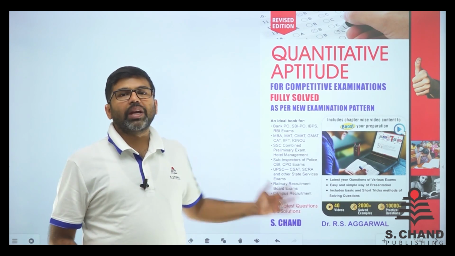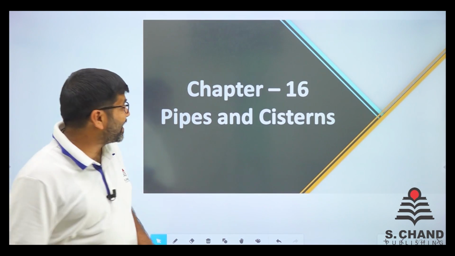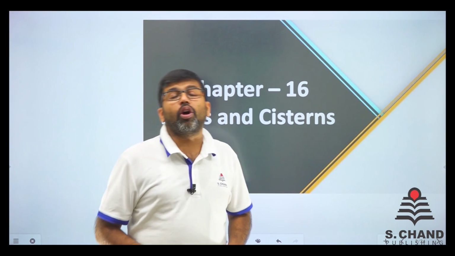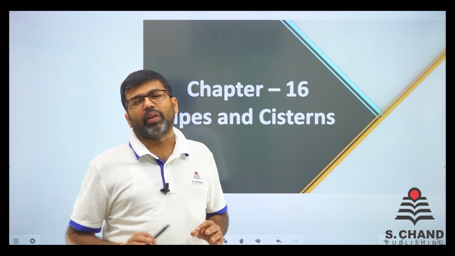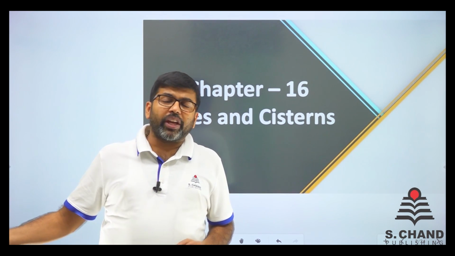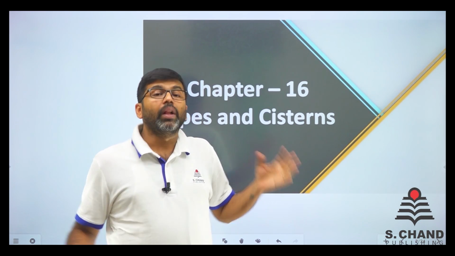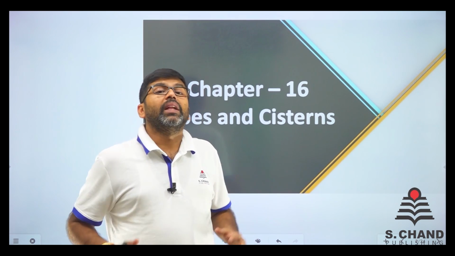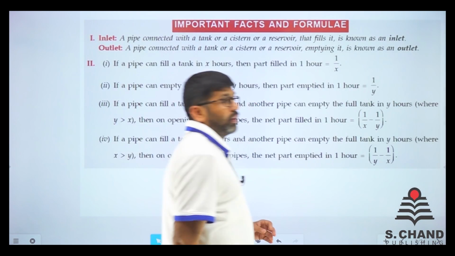Here we go to the chapters. So here we are with a new chapter, chapter number 16, Pipes and Cisterns. My dear friend, pipes and cisterns are not that tough. I think people think that it is tough, but it is not. If you have studied the earlier chapter, chain rule, and the next chapter, time and work, this is a combination of both those tools, so it will not be that tough. Let's directly move to the concept part, right?